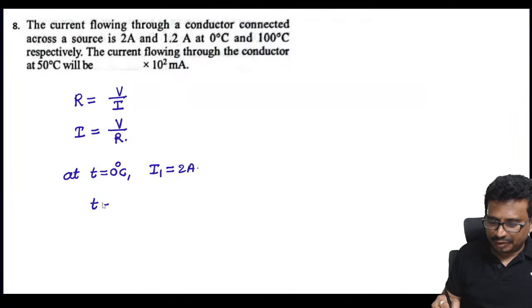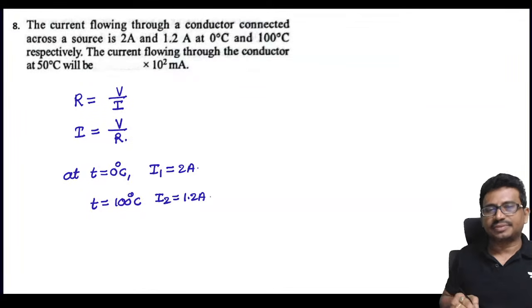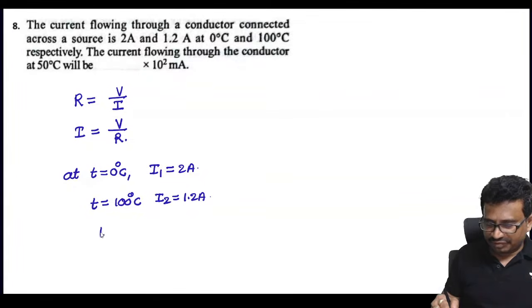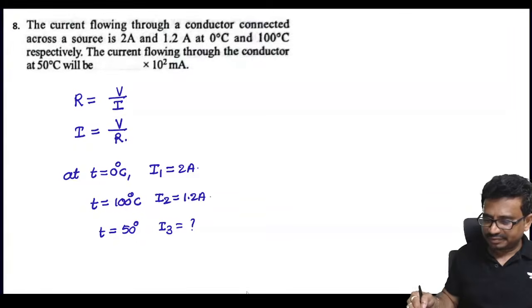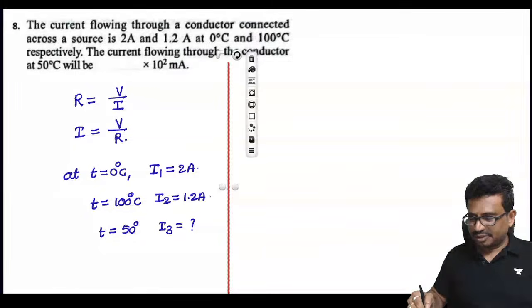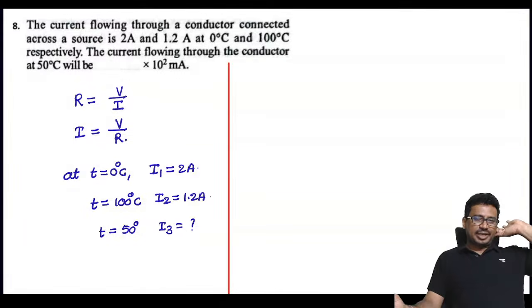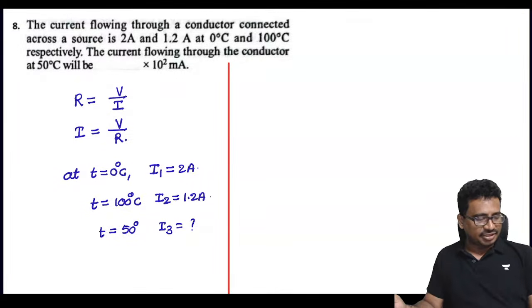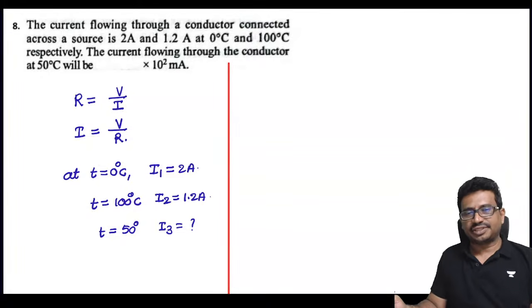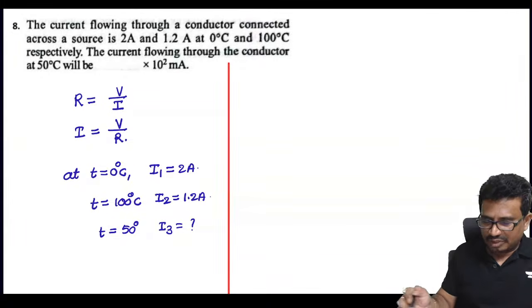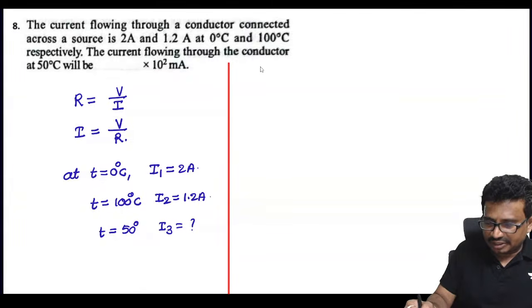At T equal to 100 degrees Celsius, the current given is 1.2 amperes. They ask us to find the current when T is equal to 50 degrees Celsius. Because of the temperature change, the resistance changes, and then the current changes. So initially, this is what I can write here.